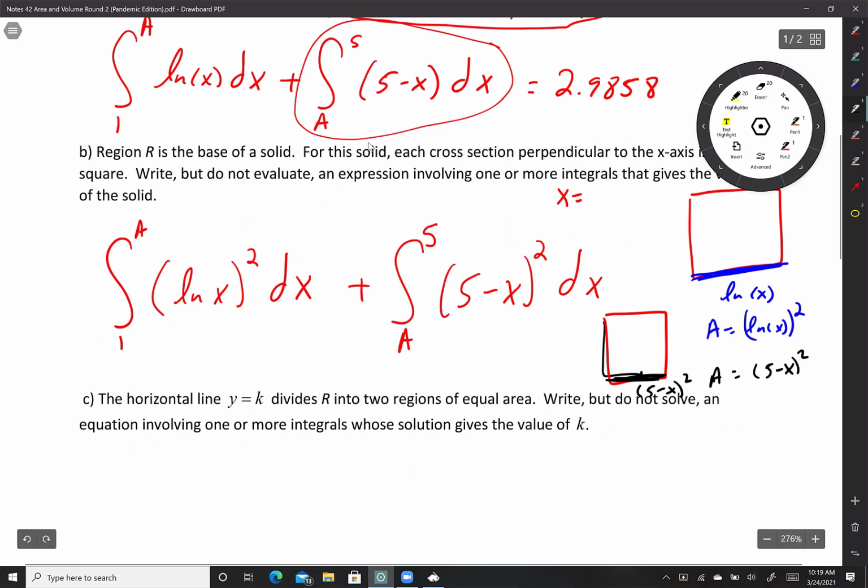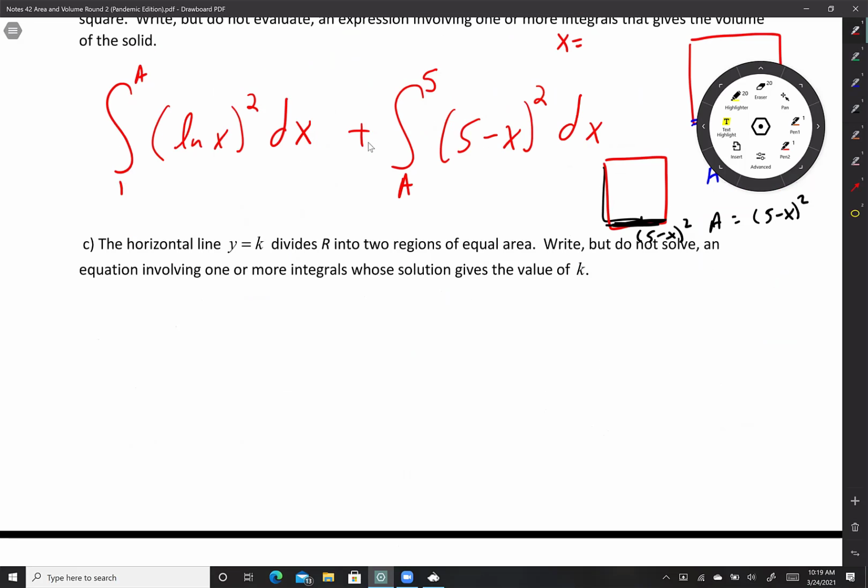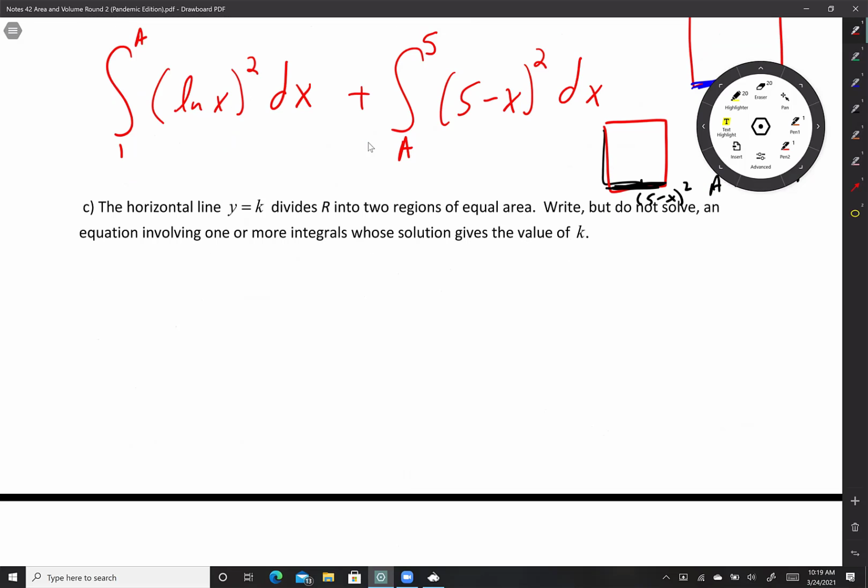All right, now here we go. This is a hard one, and there are actually so many answers. I didn't get a chance to look at the rubric. I had just finished it, and then I was about to start on question 2, and then I got distracted with a whole bunch of paperwork. Letter C. The horizontal line y equals k divides R into 2 regions of equal area. Underline the words equal area. Write, but do not solve, an equation involving one or more integrals whose solution gives the value of k.